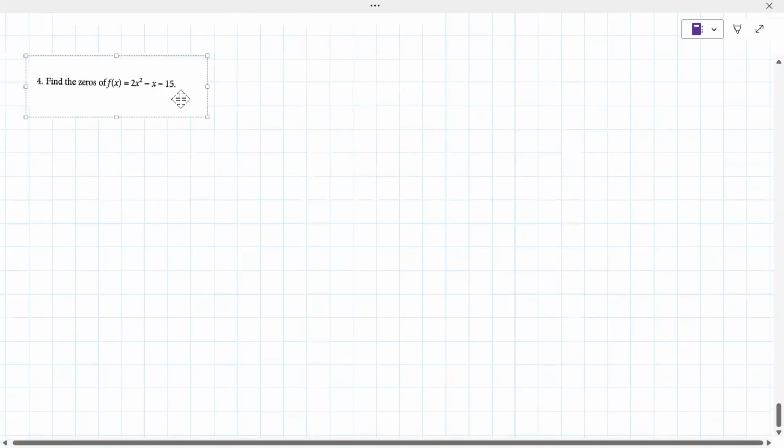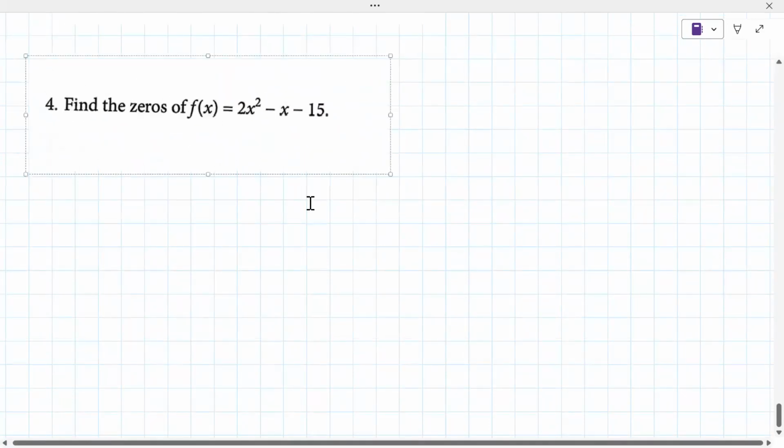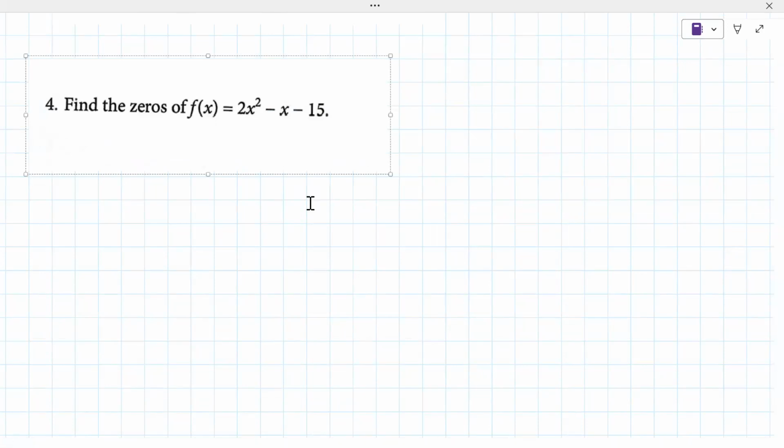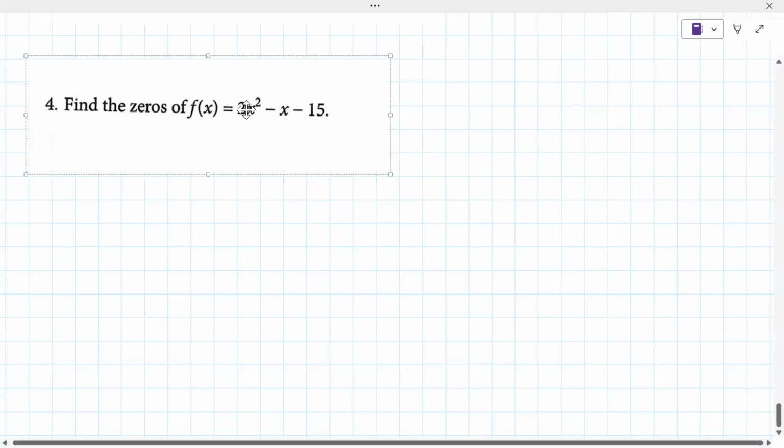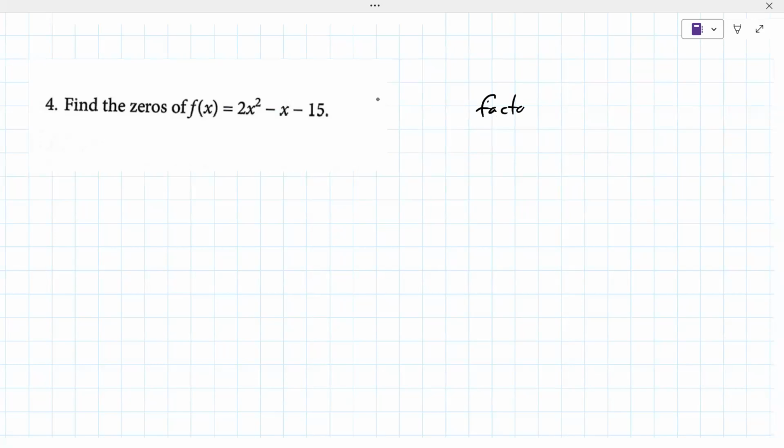We're gonna go to number 4, which says to find the zeros of f of x equals 2x squared minus x minus 15. One option is to graph like we've been doing. I know you like that, but there's probably no way to show work, so the teacher may or may not accept that. The preferred option here is to factor. And this is the A not equal to 1 type. This is the grouping problems.